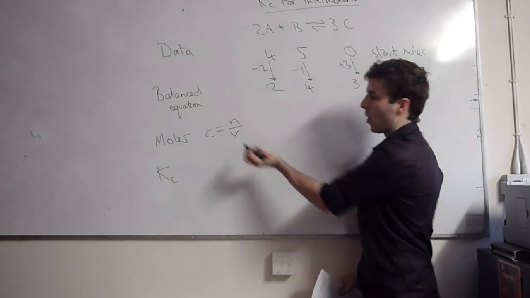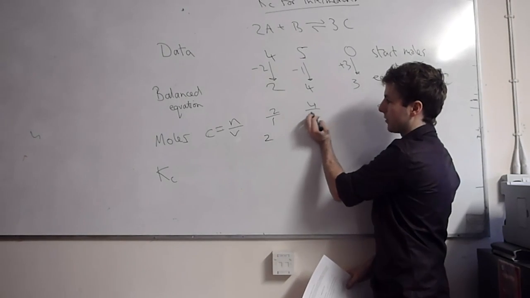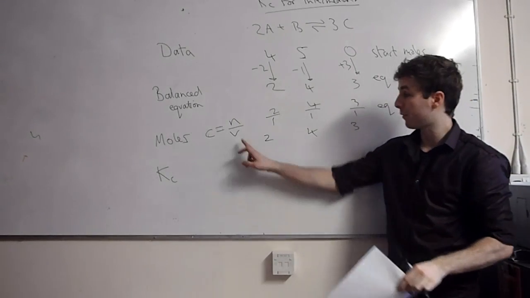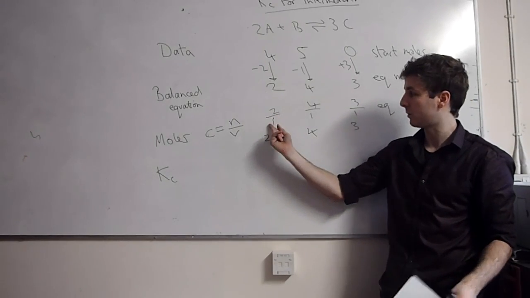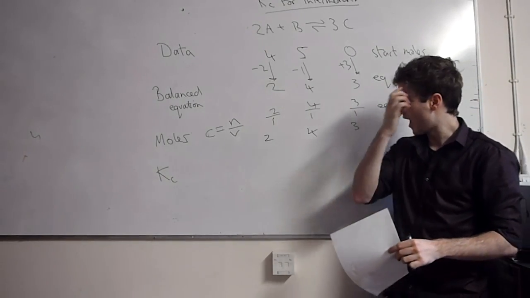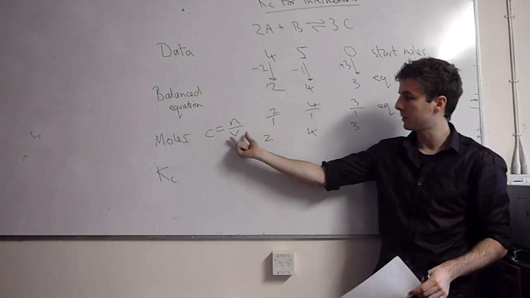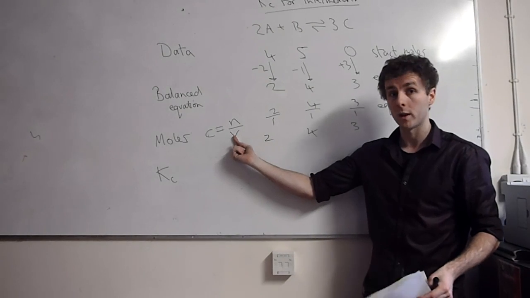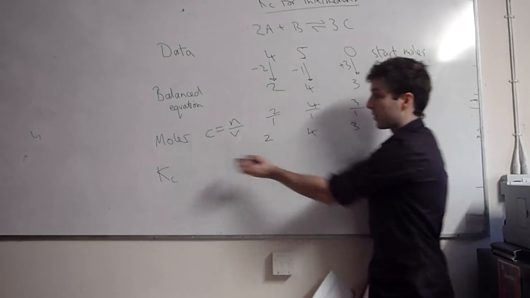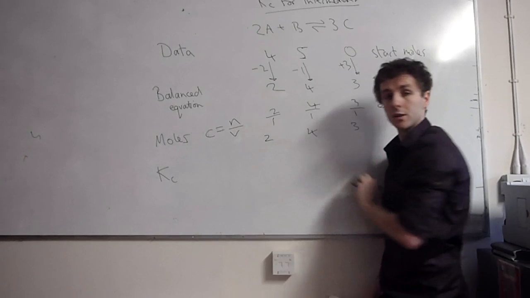Any number divided by 1 will just be the same number. So I'm going to do 2 divided by 1 to give me 2, 4 divided by 1 to give me 4, 3 divided by 1 to give me 3. If the volume was 2 decimeters cubed, I'd just do 2 divided by 2, 4 divided by 2, 3 divided by 2, and so on. If it was 0.5 decimeters cubed, 2 divided by 0.5. You get the idea. I've simplified it here, but in the exam, it's not always 1. You have to look out and check what it is. So I've converted my equilibrium moles into my equilibrium concentrations using this equation.